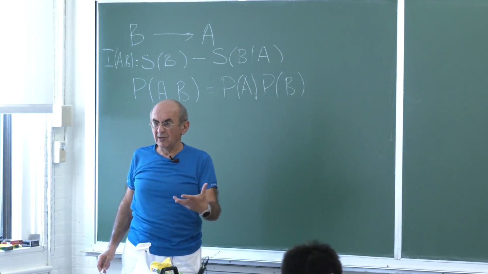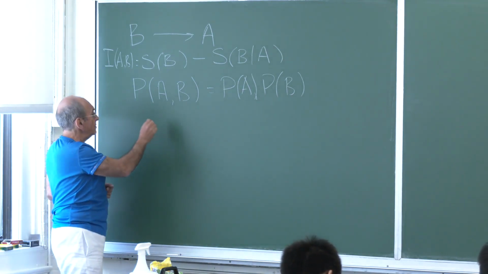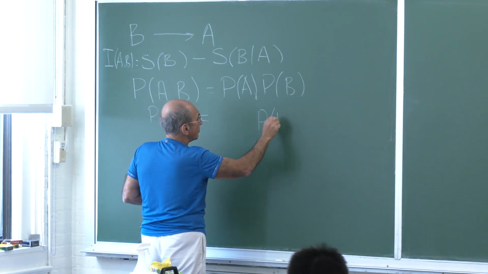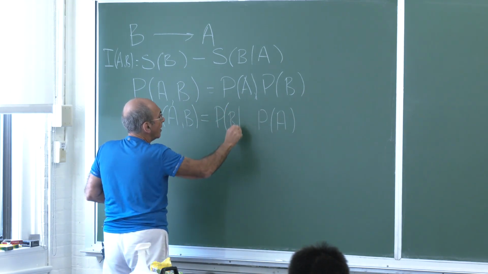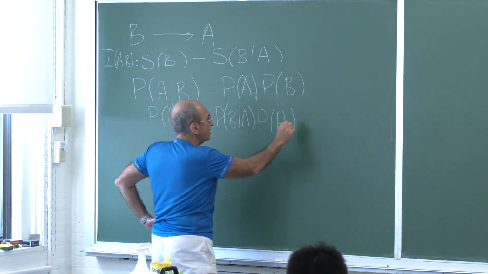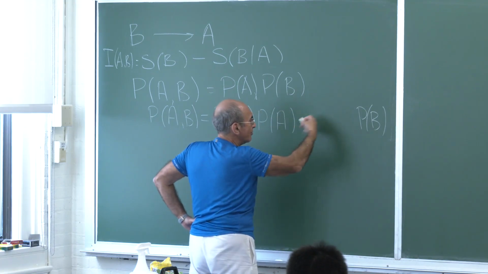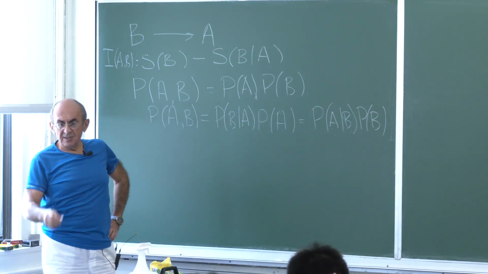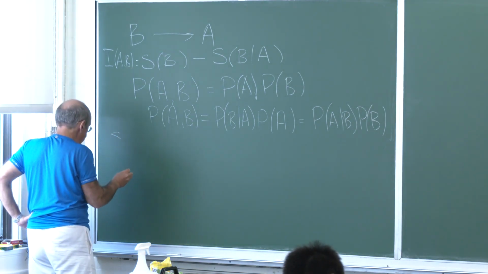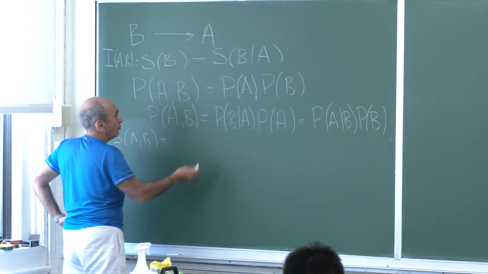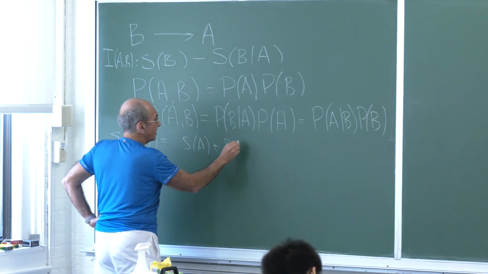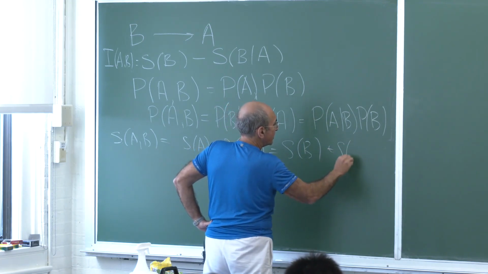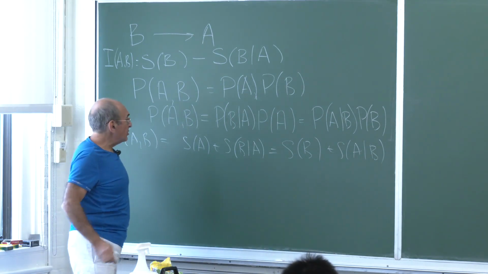When A and B are correlated, such a product rule still works. Namely, you say that the joint probability of A and B could be written as the probability of A times the probability of B given A. Just the same, we can write it as the probability of B times the probability of A conditional on B, right? And then in this case, again, the entropy S of A and B could be presented as S of A plus S of B given A, which is the same as S of B plus S of A conditional on B. This is called the chain rule.